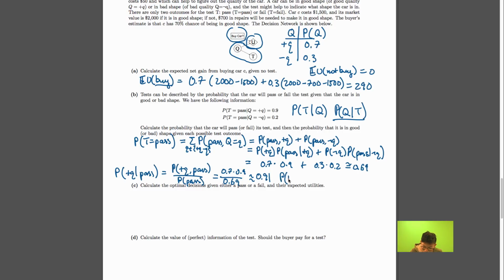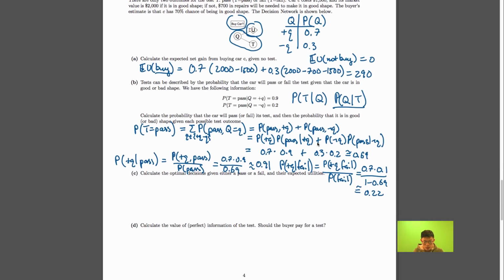Conversely, what is the probability of it being a good car if the test fails? Well, let's also use Bayes' rule, divided by the probability of failing. And we actually know these quantities too, because we can break this up as the probability of it being a good car, our prior probability, times the probability of the test failing if it's a good car. So it will be 0.7 times 1 minus 0.9, which is 0.1, divided by the probability of failing, which is just 1 minus the probability of passing, which would be 1 minus 0.69. And this comes out to approximately 0.22.